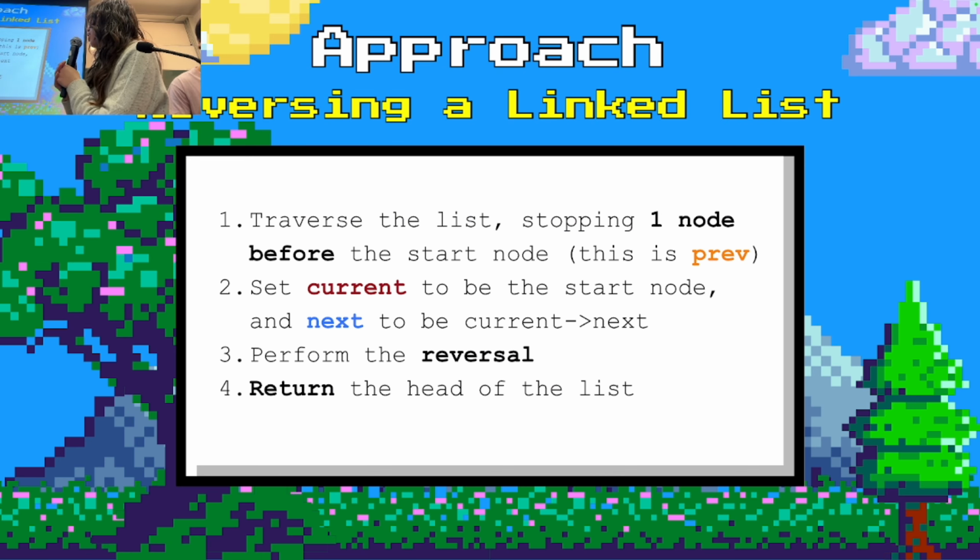But there's a few things that we need to do in this problem before we actually reverse the list, because we need a previous and a current and a next. We're first going to need to traverse the list, and previous is the node before the starting node. So we stop one node before the starting node, and then we set current equal to the starting node, and next equal to current next. And then when we actually perform the reversal, we need to do the series of steps inside a for loop, because the number of times you perform those steps depends on how many nodes you're reversing, right?